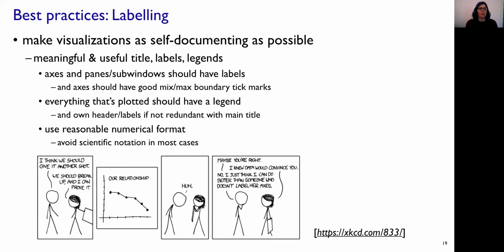You always want to think about having labels and legends as much as possible so that it is self-explanatory. You definitely want labels for any kind of axes, for any kind of sub-windows or panes. You often want a label for that. Make sure that your axes actually have well-chosen tick mark placement. You often want to show the min and the max. Essentially, everything that's plotted really should have a legend, particularly for showing things like color coding or shape coding. That's going to be critical.